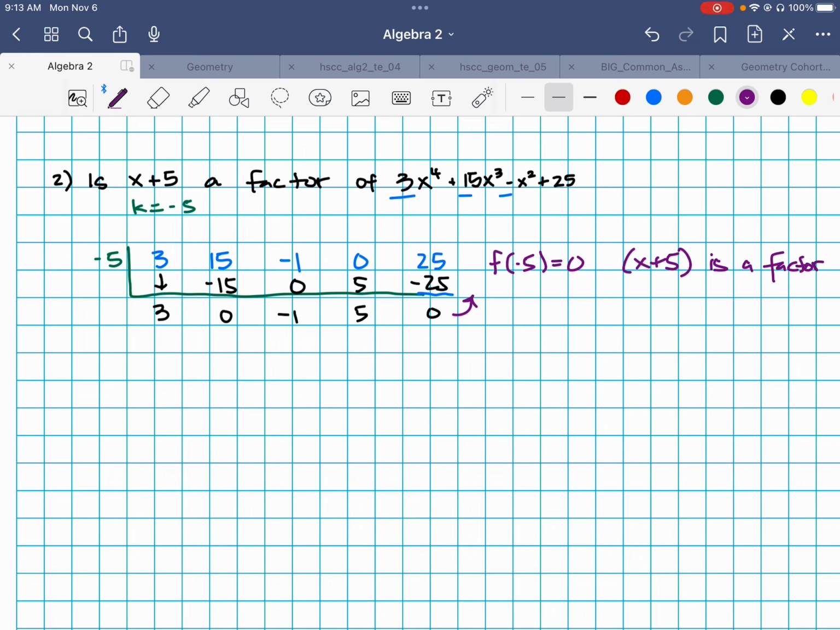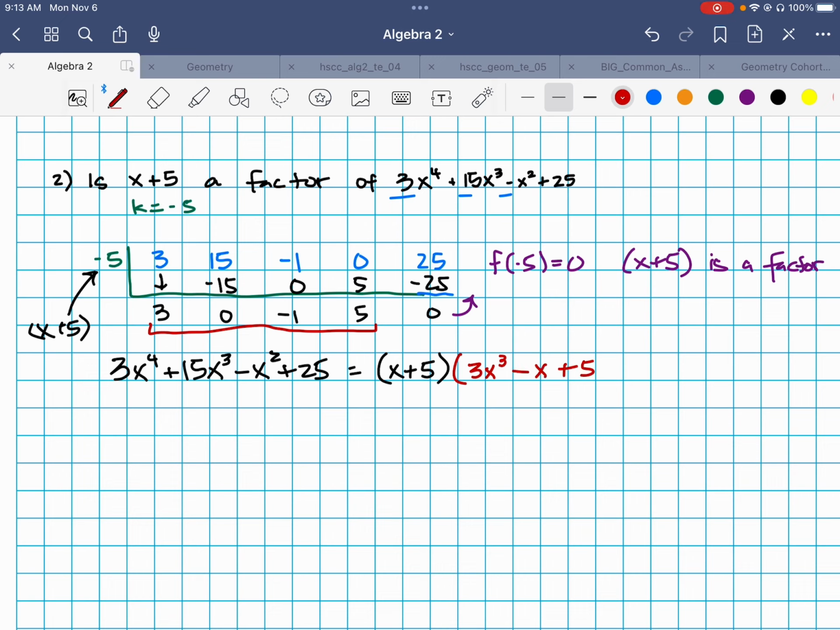Yay! But here's the beauty, or the elegance, of this: we actually have two factors now. The original polynomial, 3x to the fourth plus 15x cubed minus x squared plus 25, has one factor, x plus 5. But the elegance comes in knowing that we have a second factor, from the coefficients of our synthetic division, which will be 3x cubed minus x plus 5. So now we not only have the original factor we were checking for, but also the secondary factor, or the quotient factor.